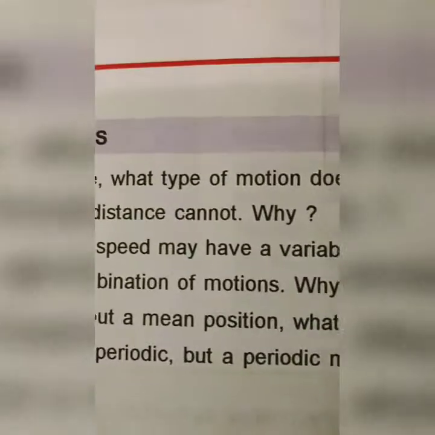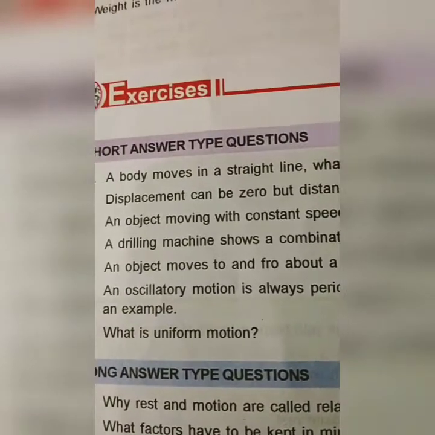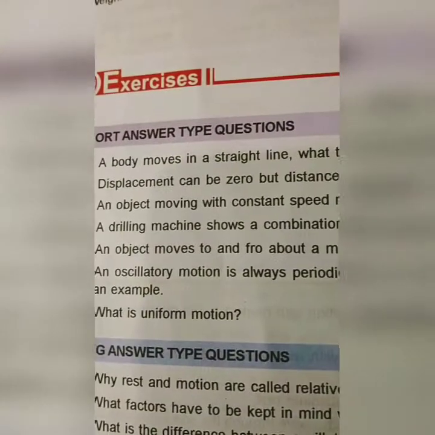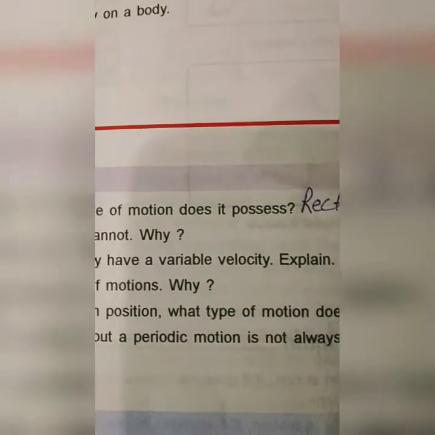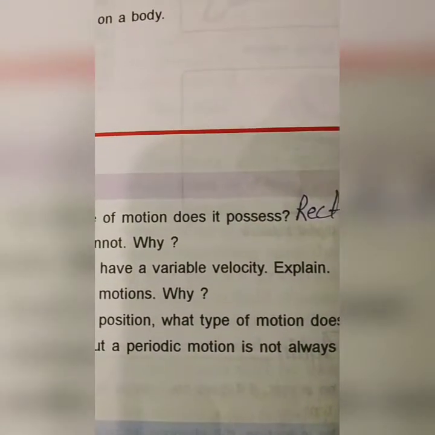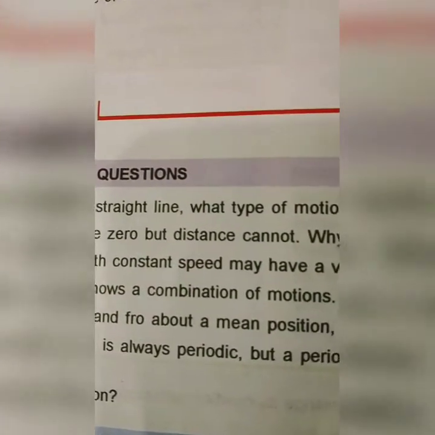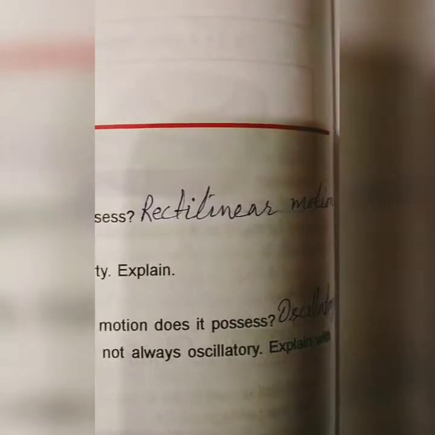Okay, let us continue. Now look at the short answer type questions. Now the first one: a body moves in a straight line. What type of motion does it possess? So when a body is moving in a straight line, that is called rectilinear motion. That's all we have to write.